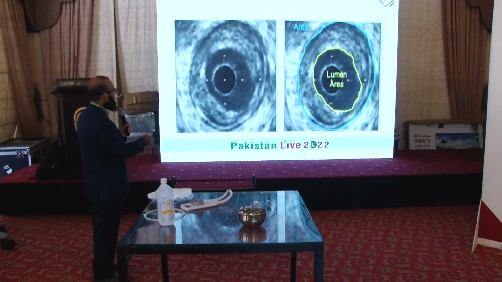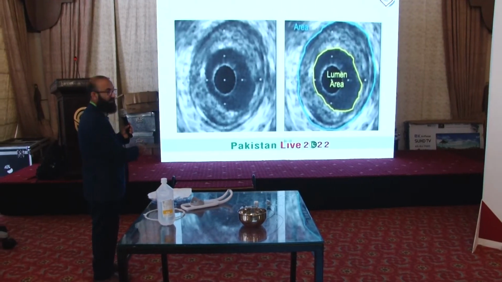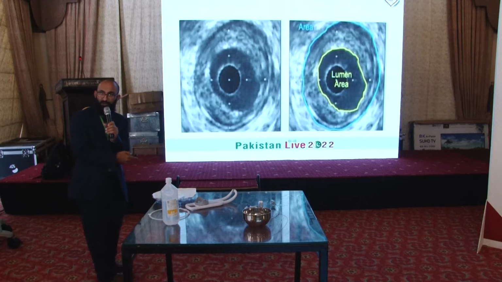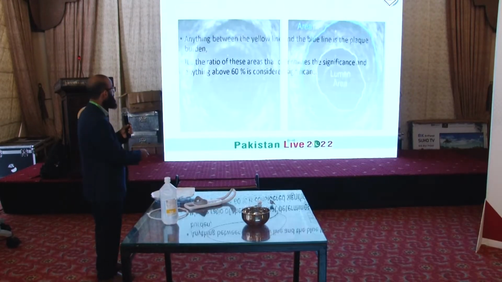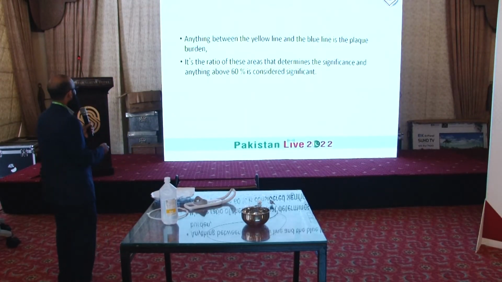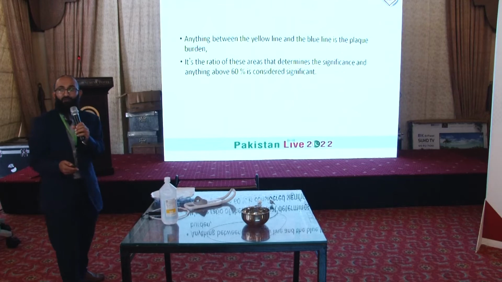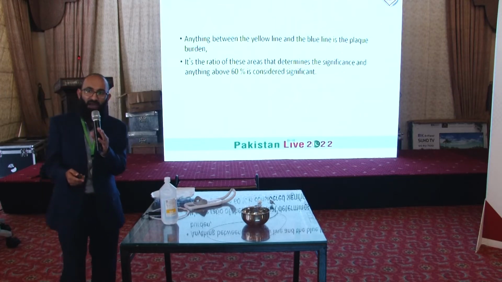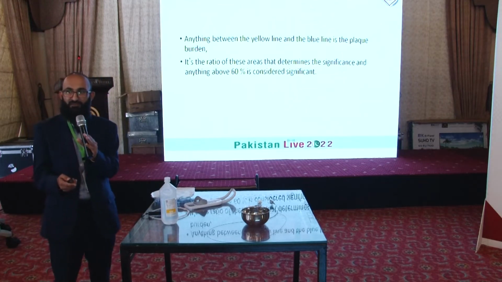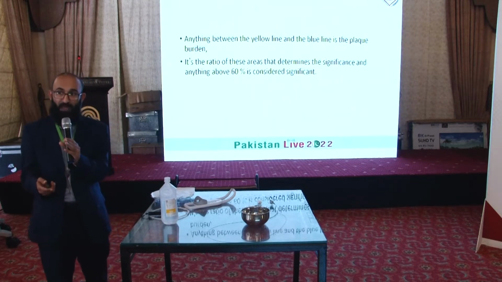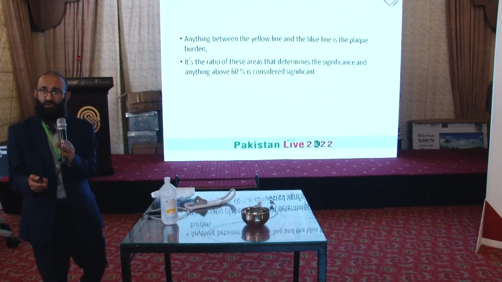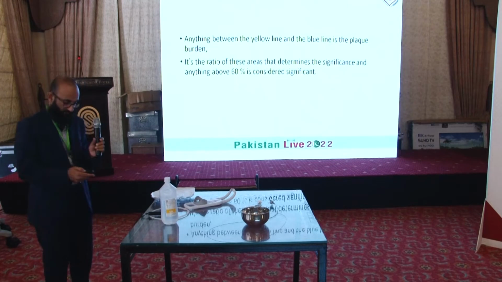In between this adventitia and this is the plaque burden, or you can call the atheroma. Anything between these yellow line and the blue line is the plaque burden. And when you are going to treat the plaque, or it is needed to treat, is the 60% of plaque burden. If it is 60% or more, then you have to treat that.